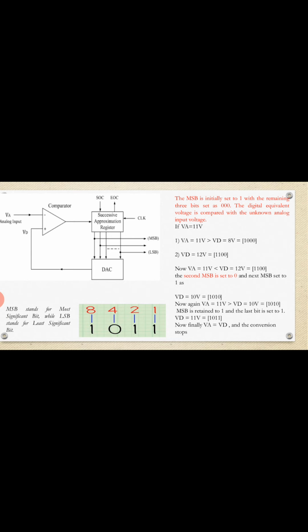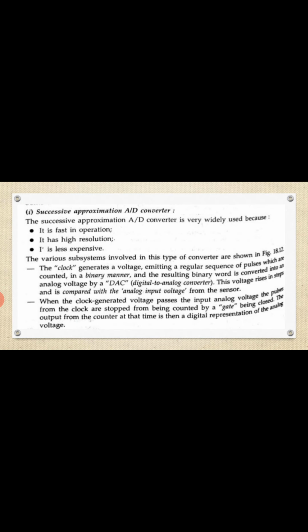And if VA is less than VD, I repeat here, if VA is less than VD, what it will do is make that bit 0 and make the next bit high. This process will continue till VA equals VD. Once VA equals VD, it stops, and the digital output we got is equivalent to the analog input. So here is the circuit diagram, as I explained with one example.